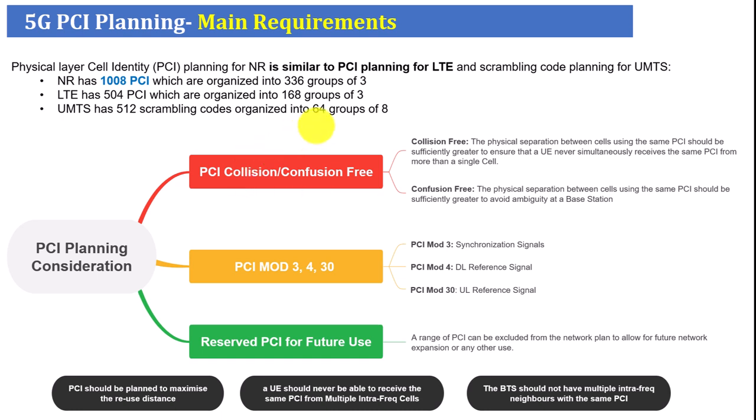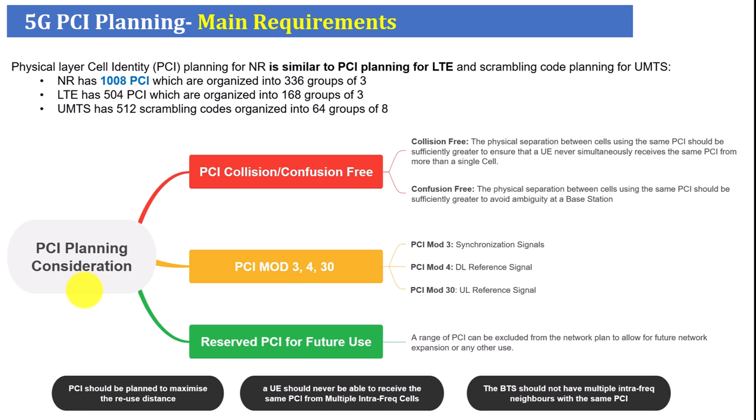5G in general introduced extra PCIs compared to 4G. It's almost double, as you can see. Before in 4G we used to have 504 PCIs. Now in NR we have 1008 PCIs. Both of them are groups of 3, but now we have 336 groups compared to 4G. And in 3G before, we used to use scrambling codes.